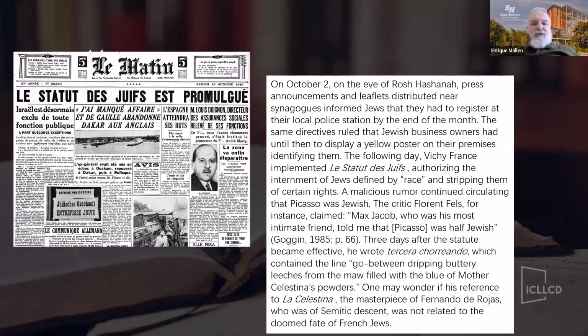The malicious rumor continued circulating that Picasso was Jewish. The critic Florian Fels, for instance, claimed: Max Jacob, who was his most intimate friend, told me that Picasso was half Jewish.